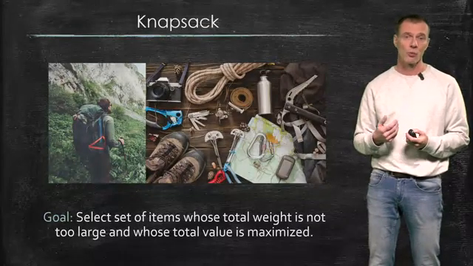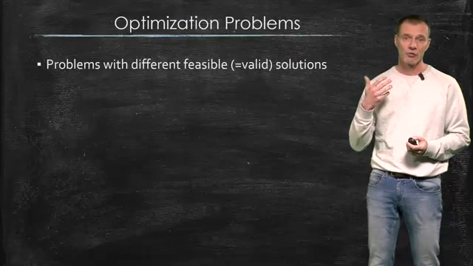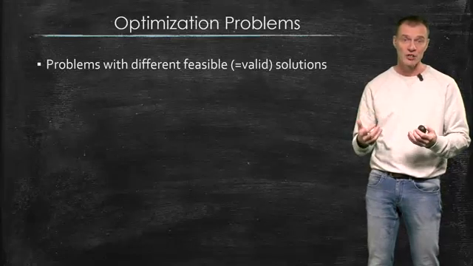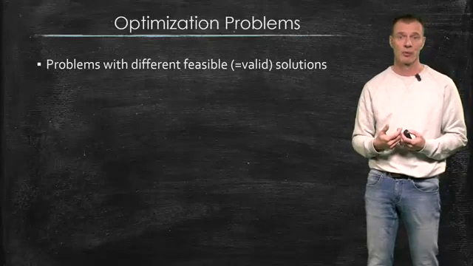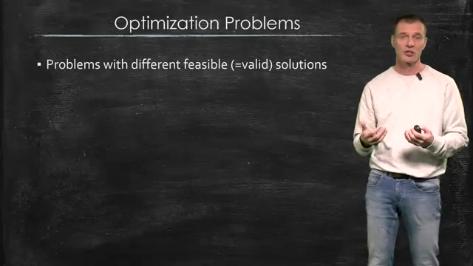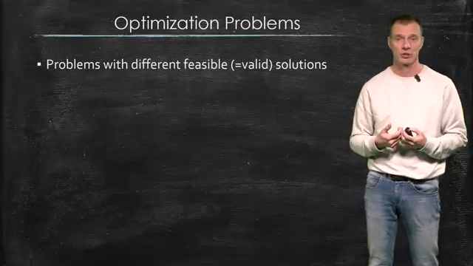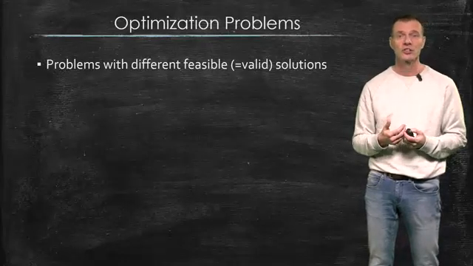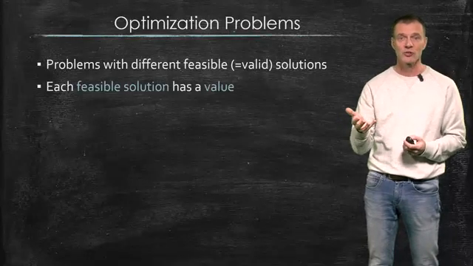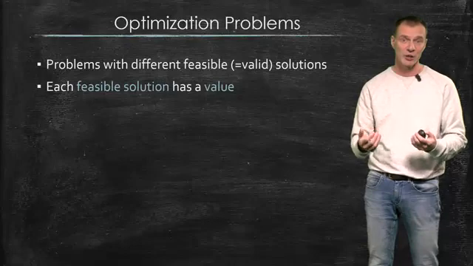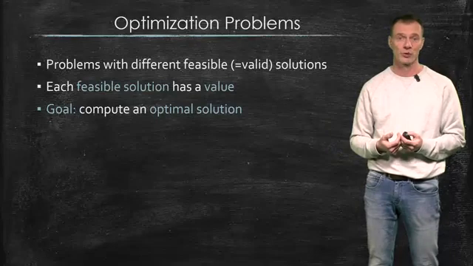So these are two optimization problems. In general, in an optimization problem, you have many different possible, feasible solutions. For instance, for the backpack problem, any subset of items whose weight is at most 20 kilograms would be a valid solution. Out of all these valid solutions, you now want to take the best one. That means that each of these valid solutions has a value associated to it, and you want to find the one with optimal value.